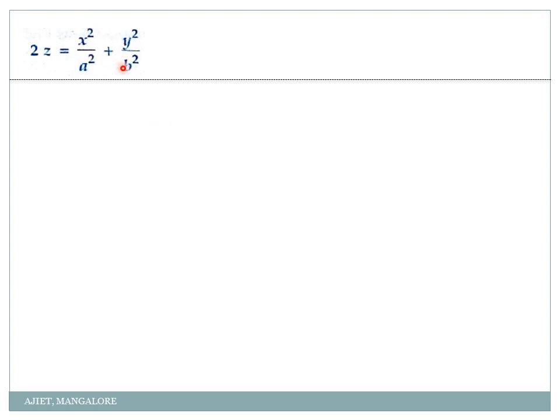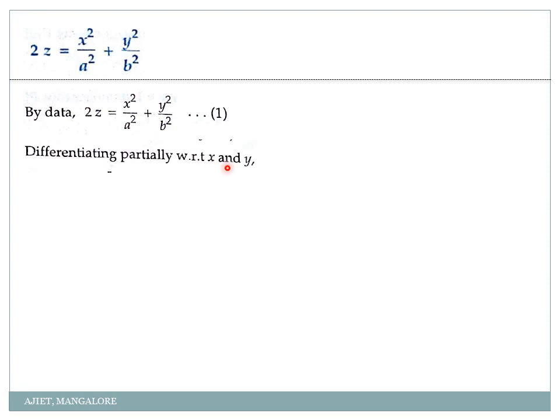2z is equal to x square by a square plus y square by b square. Okay, what to do now? See, first you don't worry, you go on differentiating. Okay, first differentiate with respect to x and y. So when I differentiate with respect to x and y, what will I get? So if I differentiate this with respect to x, 2 into differentiation of z is dou z by dou x, which I am calling p, is equal to differentiation of x square is 2x divided by a square plus differentiation of y square is 0, so plus 0. Clear?